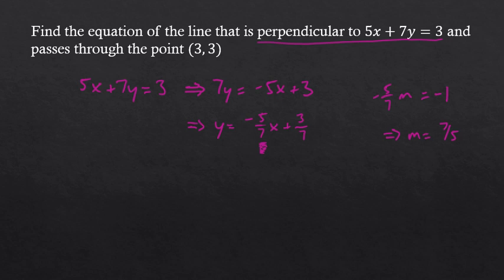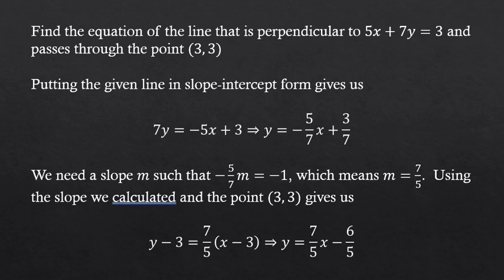So now we know the slope of the line that we are trying to find. It's going to be 7/5. We're given a point as well that lies on this line. So let's take our point and our slope, and let's write our line. Y minus 3 equals 7/5 times the quantity x minus 3. And if you wanted to write that in slope-intercept form, that's 7/5 x minus 6/5.